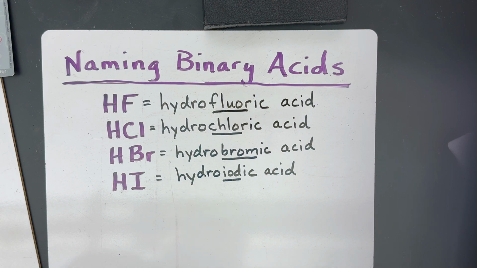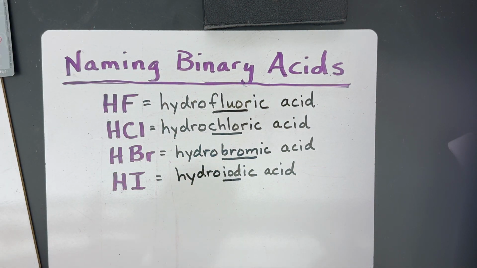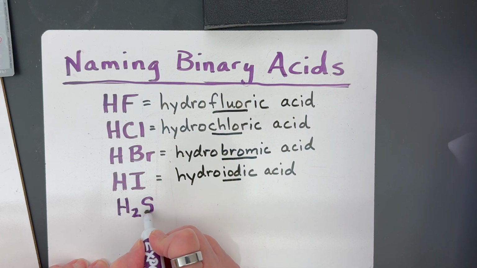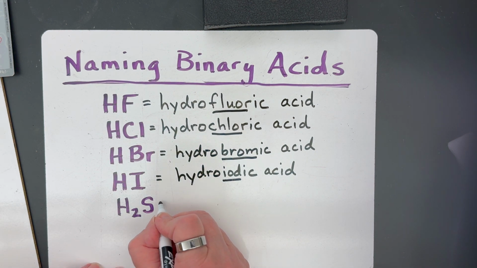Now, just because it's a binary acid and has two elements doesn't mean it only has to have two atoms. So we can have a binary acid like H2S. Since sulfur has a -2 charge as an ion, it takes two hydrogens to balance it out. It's still a binary acid, starting with our hydrogen, so it's an acid, and binary because there's only two elements.